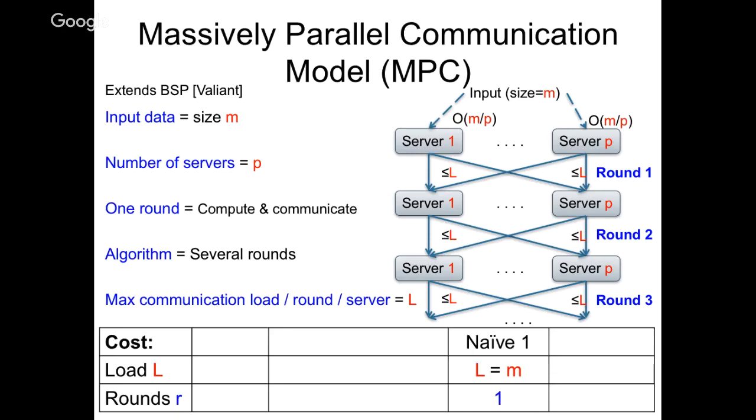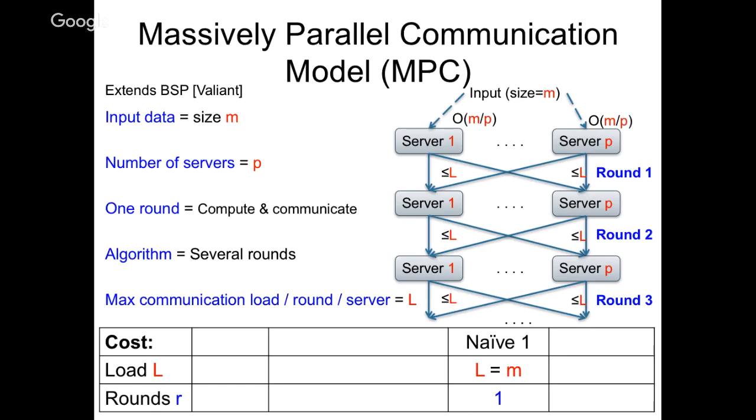So in order to give you some intuition about how to think about this model, you might think first, why can't I do the following? In the first round, just send the entire data to server number 1. And since server number 1 is infinitely powerful, it can compute anything we want, and we are done. The problem with that is that now the load is M. That server will receive the entire data, and the load is much higher than the M by P amount of load that we expect from a uniform distribution.